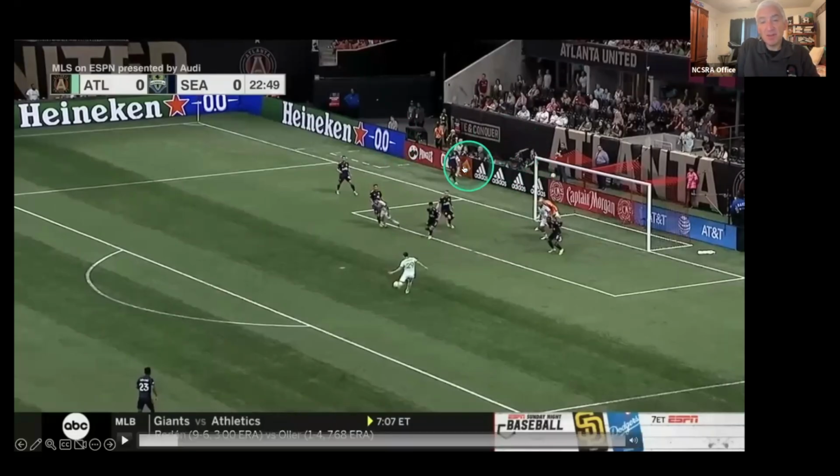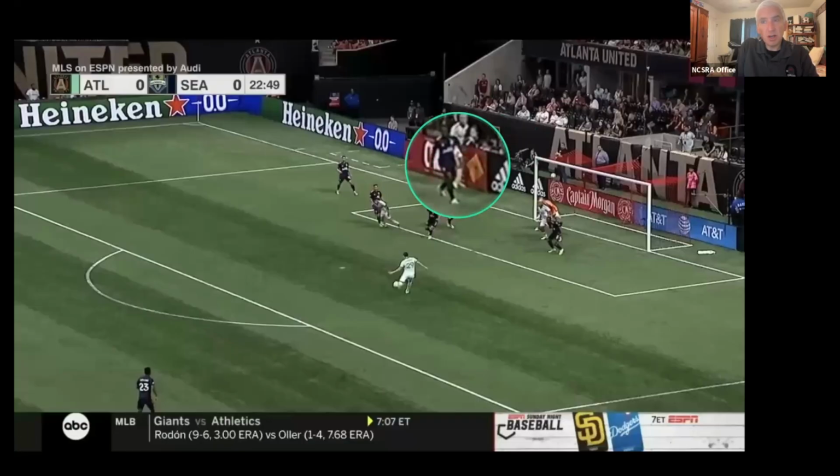Yeah, the defender is off the field of play. Now, we just saw a clip where the attacker was off the field of play. The attacker came back on and was offside. The defender cannot leave the field of play in order to put somebody offside. But he's clearly off the field of play.